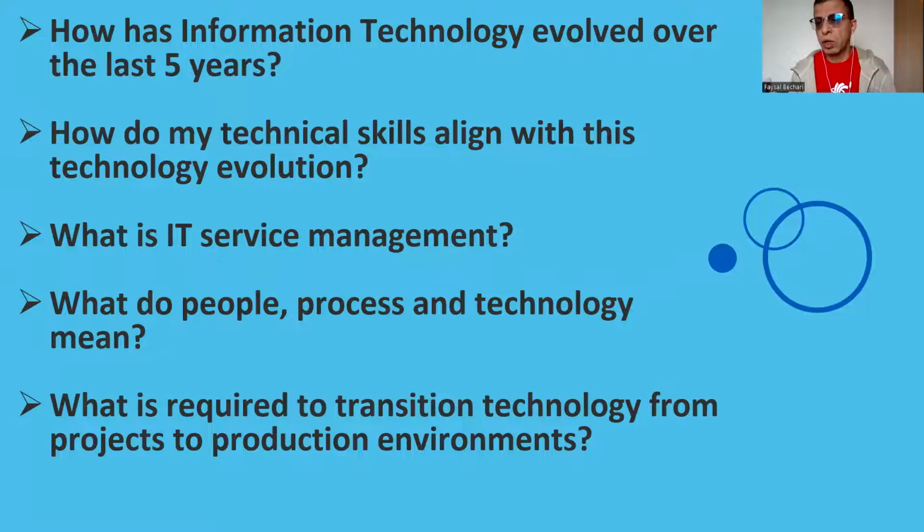Now, what we are planning to understand in this chapter: we're planning to see how information technology has evolved over the last 15 years. How do my technical skills align with these technology evolutions? And what is IT service management? And what do people, process, and technology mean for me and for you? What is required to transition technology from a project to a production environment?